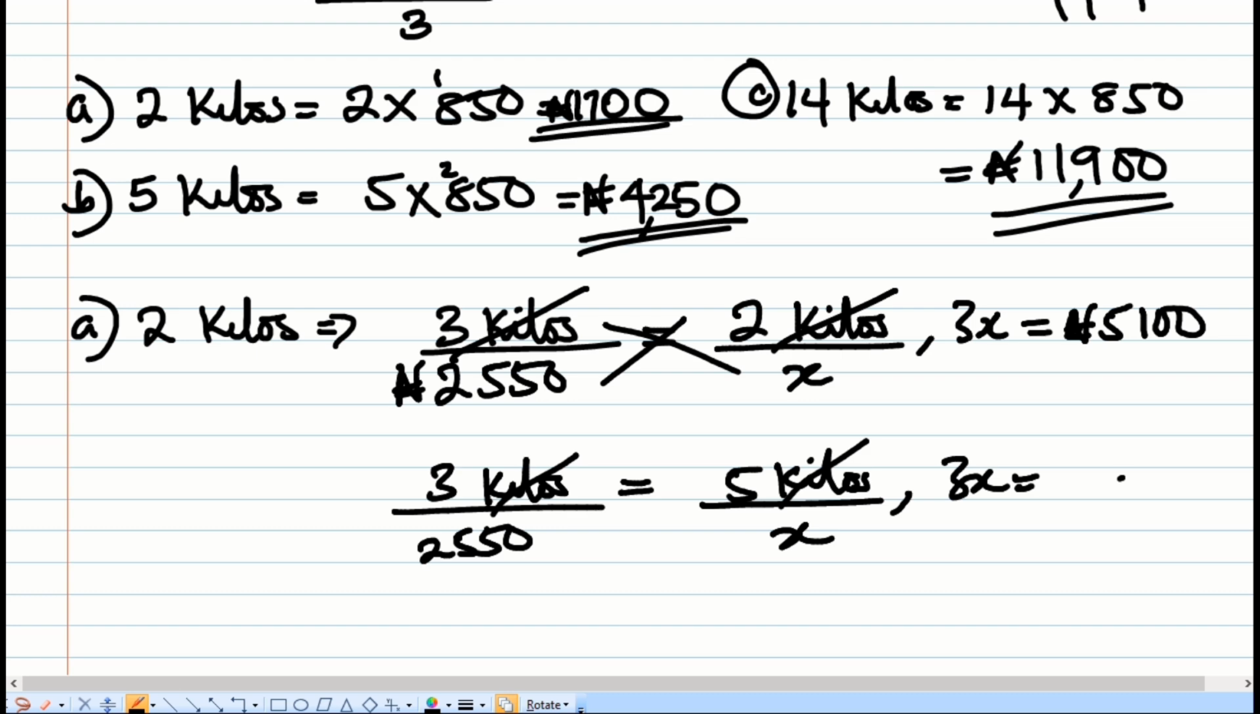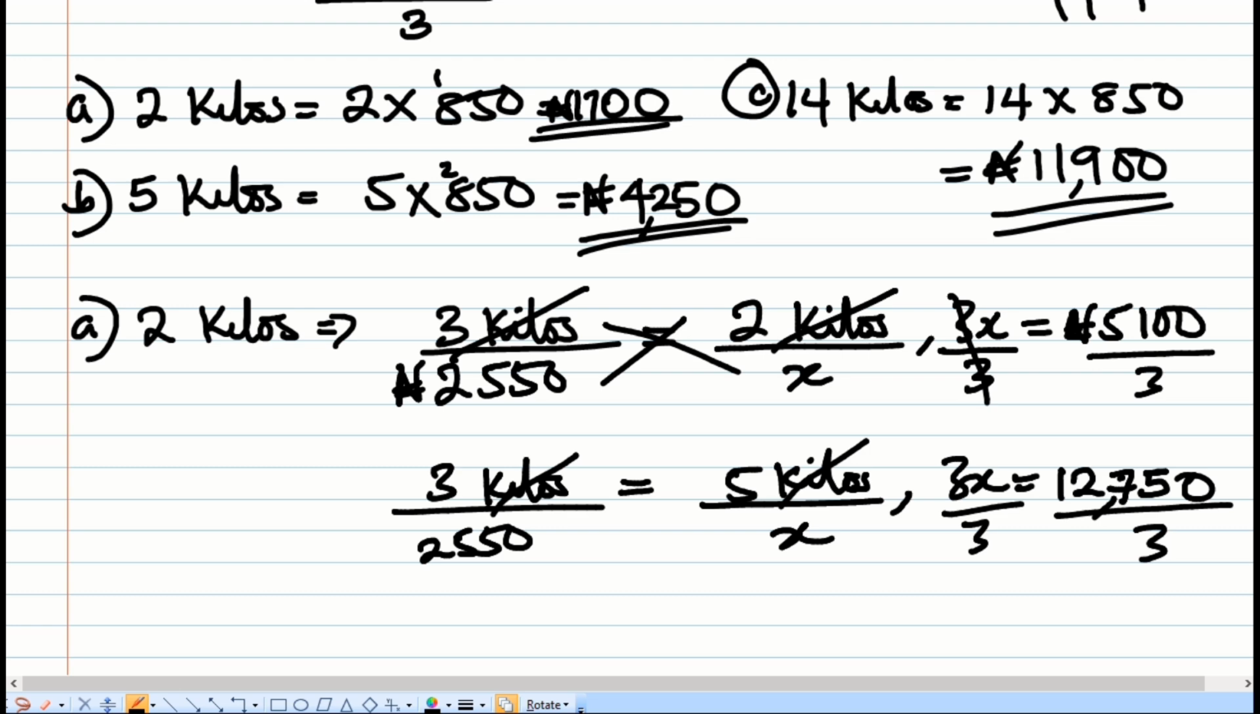So 5 times 5 is 25. I have 5 carry 2. 5 times 5 is 25 plus 2, that's 27. 5 times 2 is 10, that's 12, and that's 0. So I have 12,750. Well, I just divide by 3 to get x.